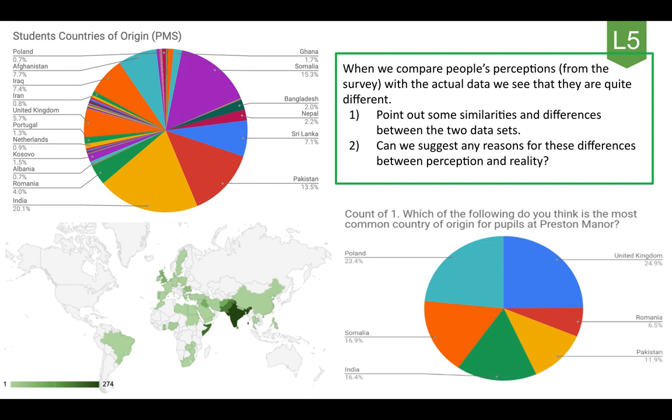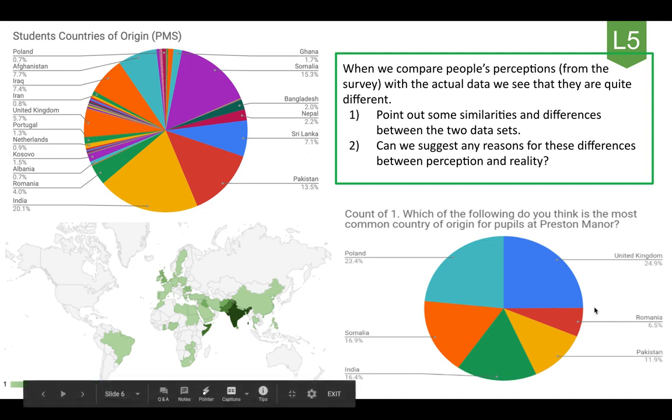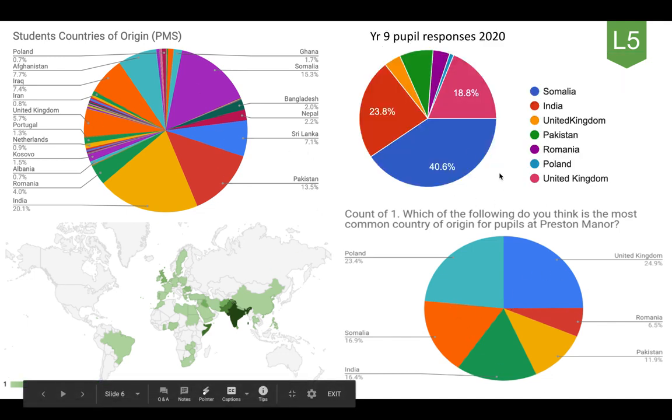I'd like you in your analysis, and this is particularly on page 15, okay, in your analysis on page 15, where this graph and this graph belong, okay, I want you to make it really clear that you point out some similarities and differences and suggest reasons for those differences between the perception, what people think, and the reality, what the data actually shows us. Okay, this over here, this is the reality, this is what people think.